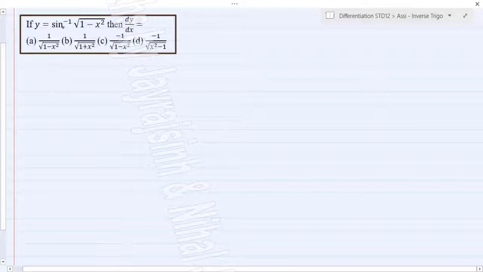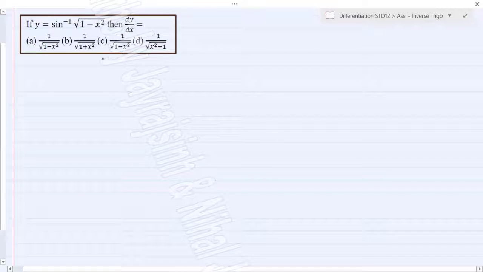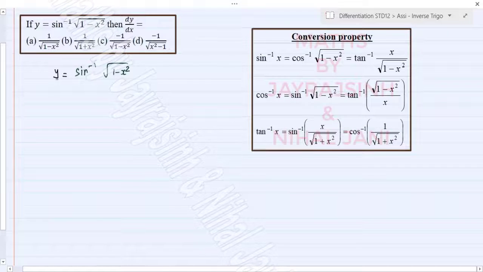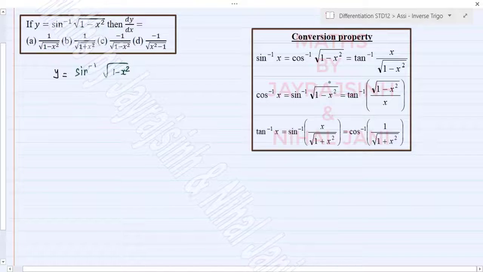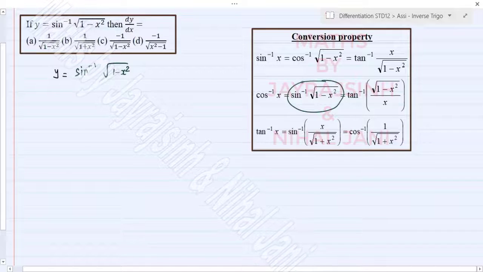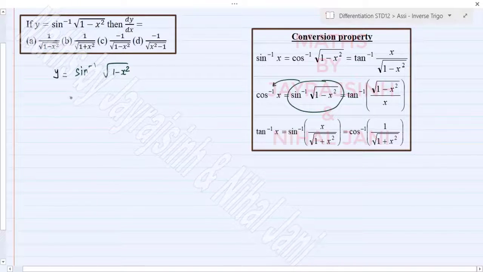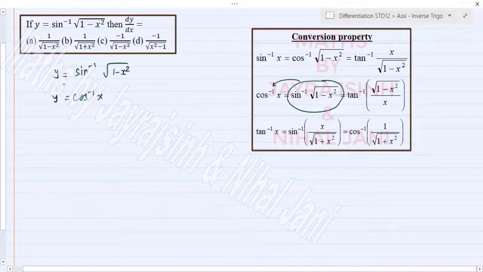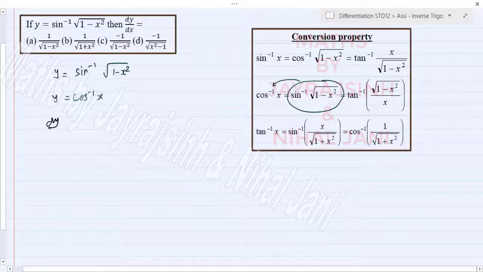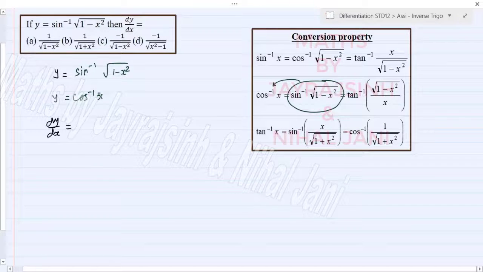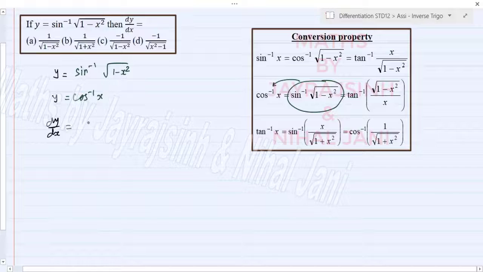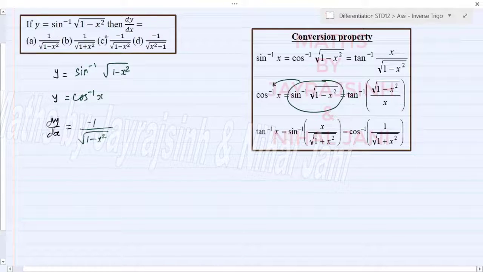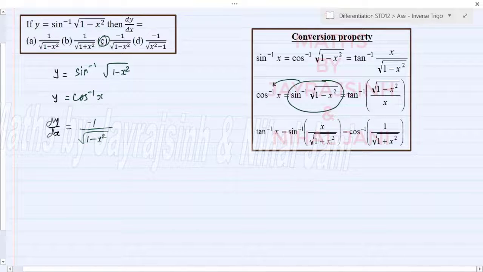Here we have y is equal to sine inverse of under root of 1 minus x square, and we have to find dy by dx. So here we have our y, and we all know that sine inverse of under root of 1 minus x square is equal to cos inverse x. So let's rewrite as cos inverse x. Now, to get dy by dx, let's differentiate with respect to x on both sides. Differentiation of cos inverse x is simply minus 1 upon under root of 1 minus x square, which is your option C. Ta-da!